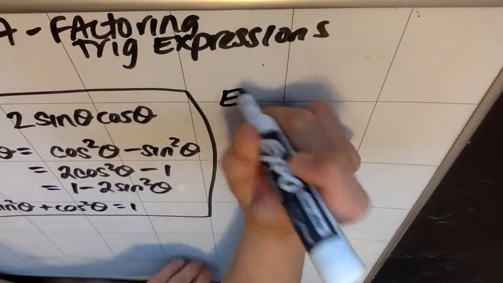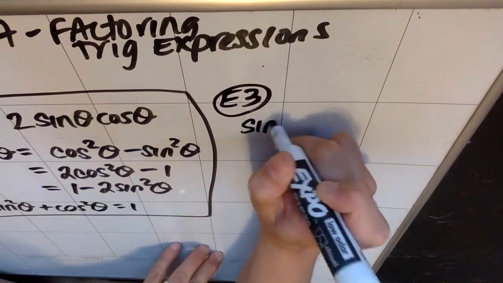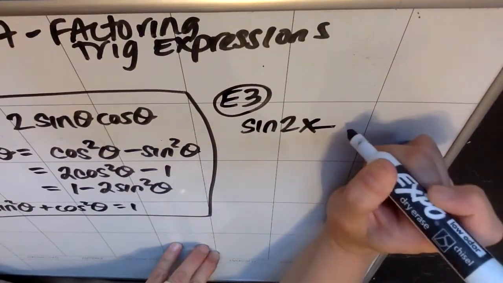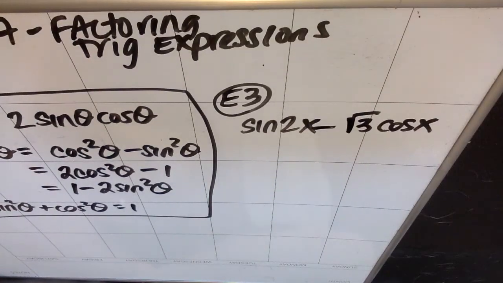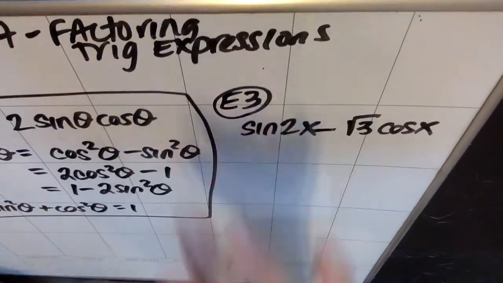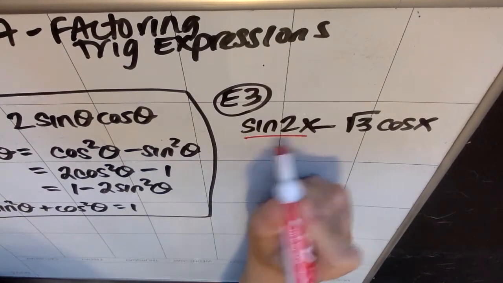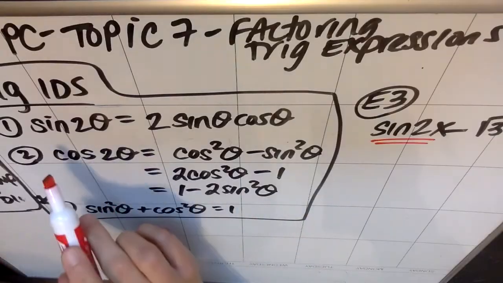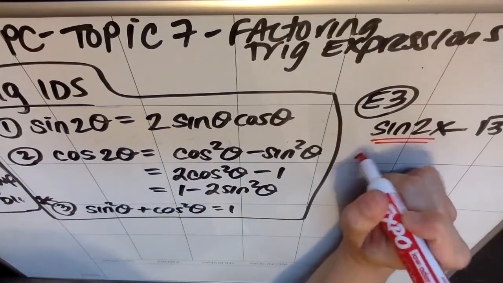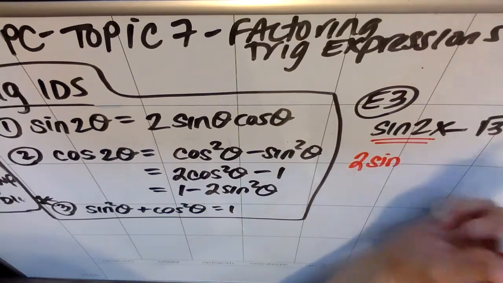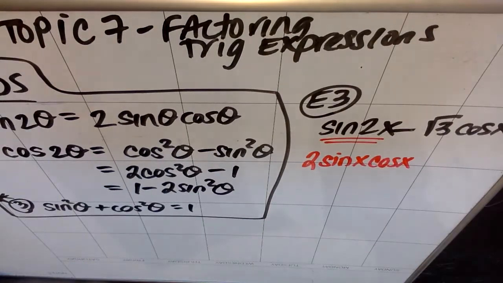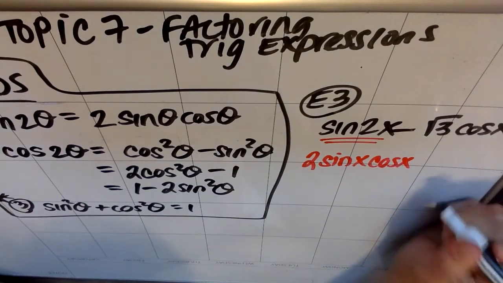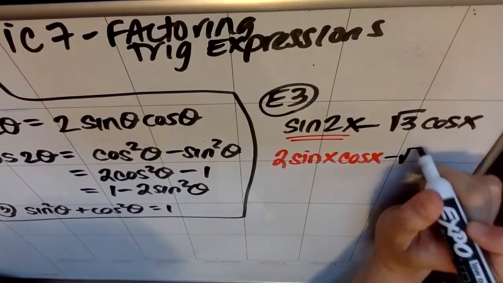In example 3, we're asked to factor sine of 2x minus root 3 times cosine x. Here's the problem: there's obviously no GCF. There are no numbers in common, no trig functions in common, and the stuff inside the trig functions isn't even the same. So I'm going to use this trig identity, number 1, that sine of 2 theta is 2 sine theta cosine theta, to rewrite sine of 2x as 2 sine x cosine x. And then I'm going to have this minus root 3 cosine x right after it.